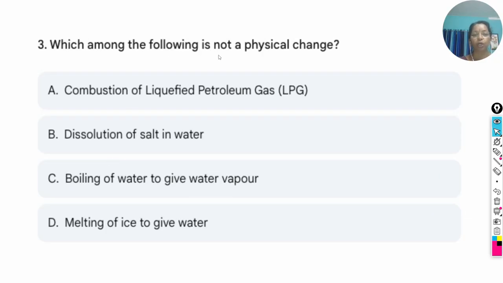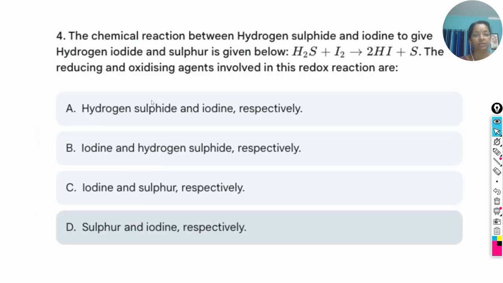Which of the following is not a physical change? Physical change means no new substance, no chemical reaction. Boiling of water to give water vapor is a physical change. Combustion of liquefied gas is not: combustion means burning, and burning of LPG is a chemical reaction. All the others, dissolution of salt in water, boiling of water, melting of ice, are examples of physical change. They are reversible, whereas this is irreversible, and the answer is option A, combustion of liquefied petroleum gas.